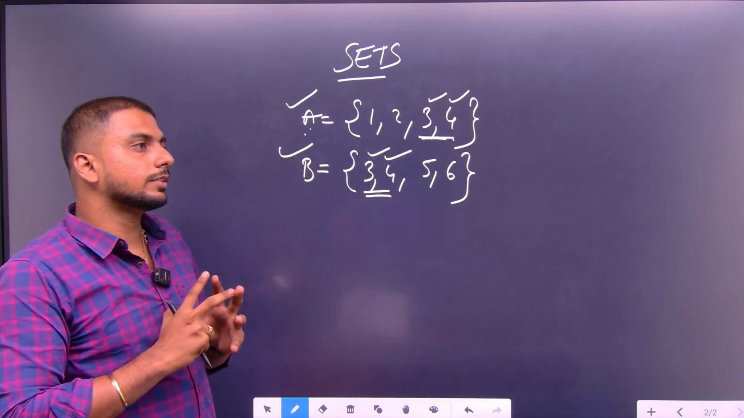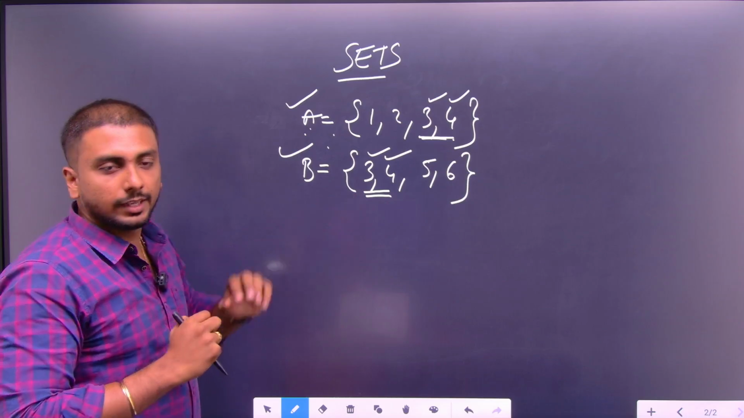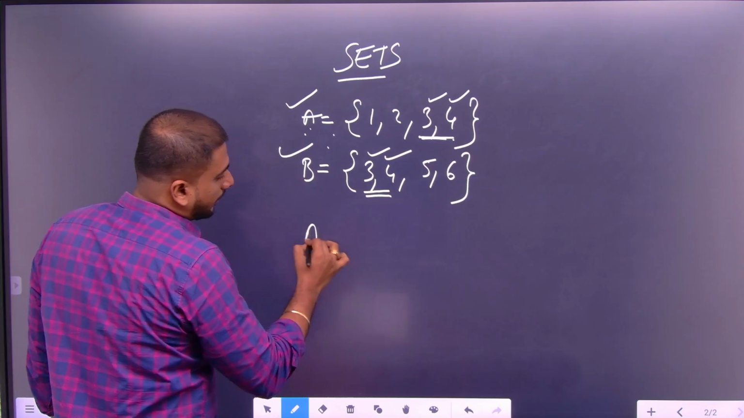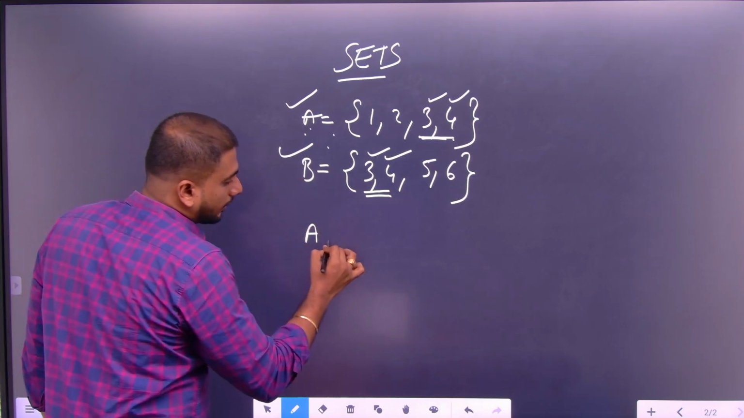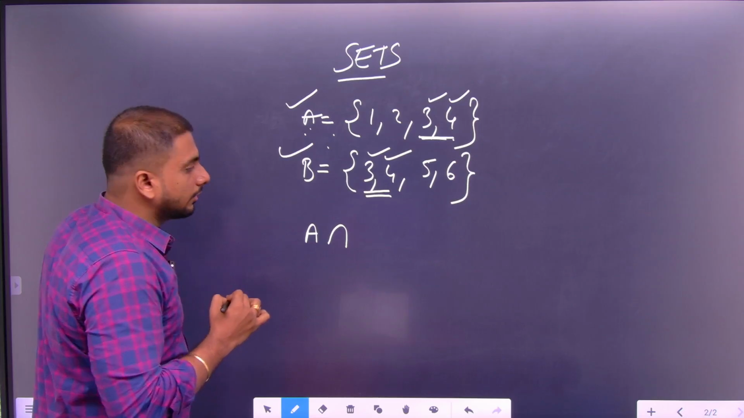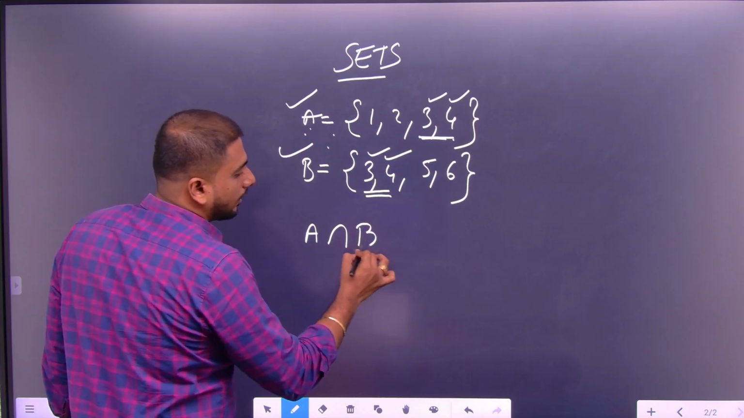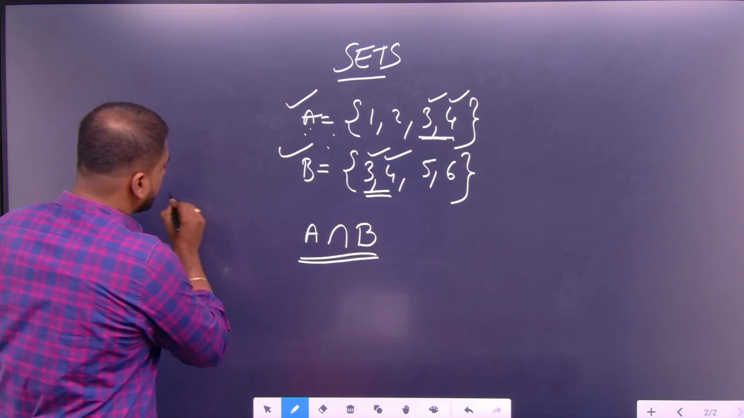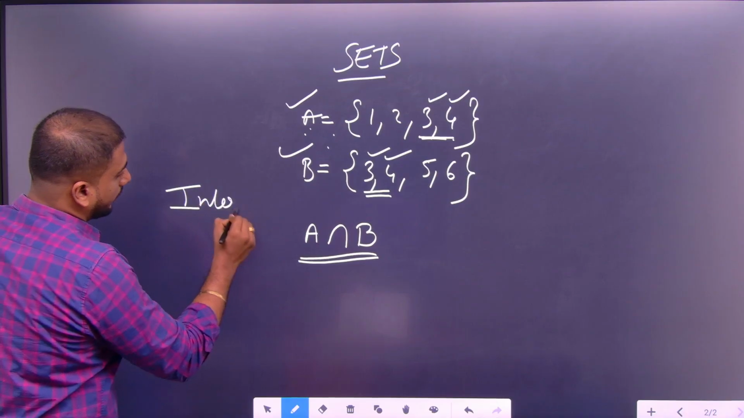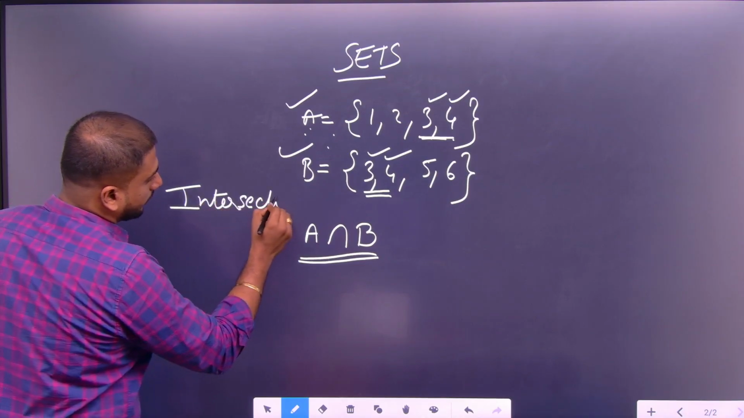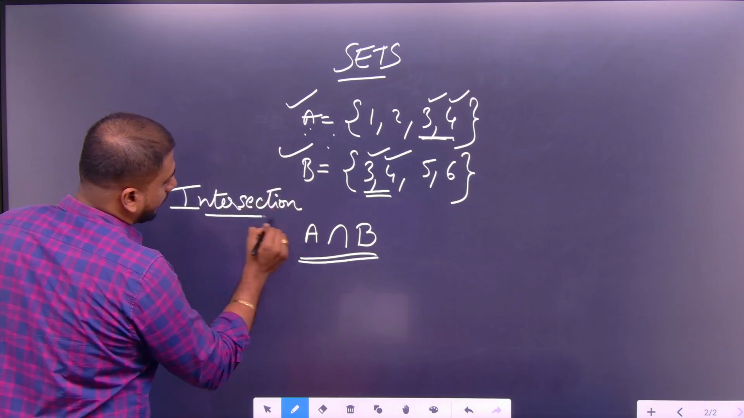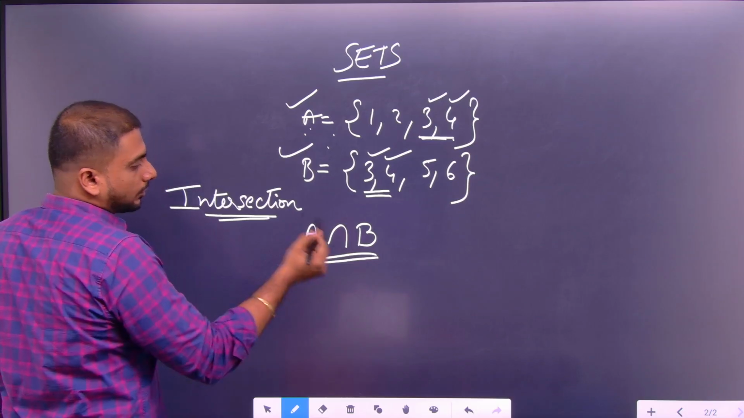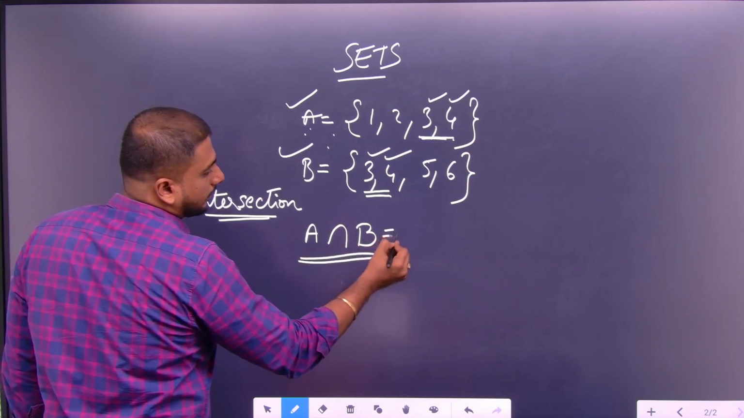So what happens is there is a common element between A and B. Now this common element is denoted by an inverted U, and this is how the notation for an intersection is defined. So this is the notion of how A intersection B is written.